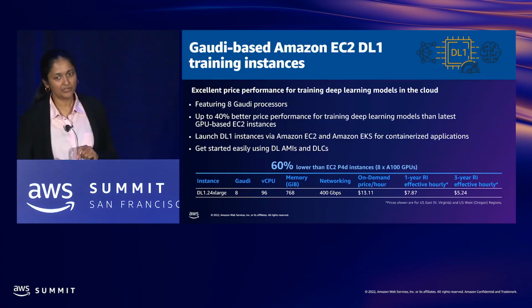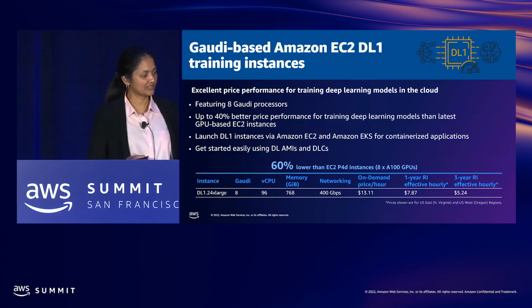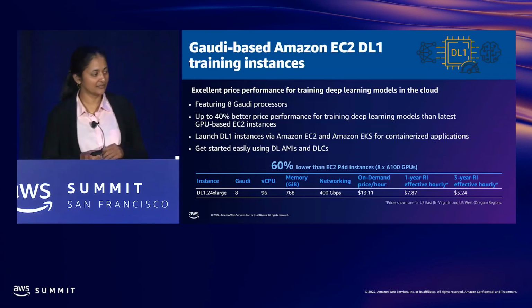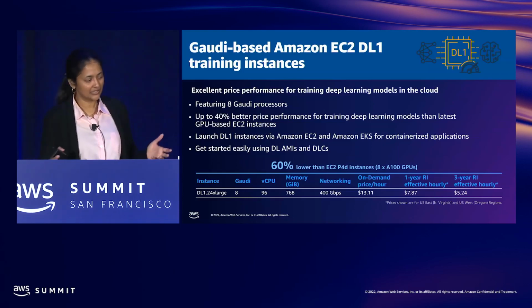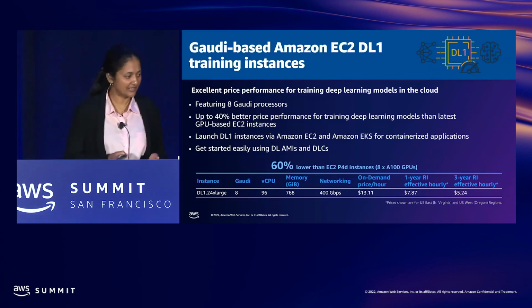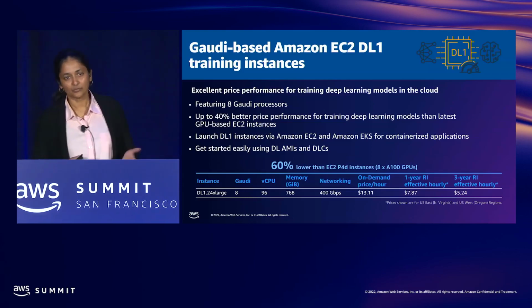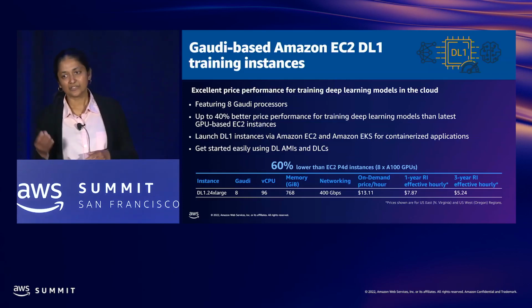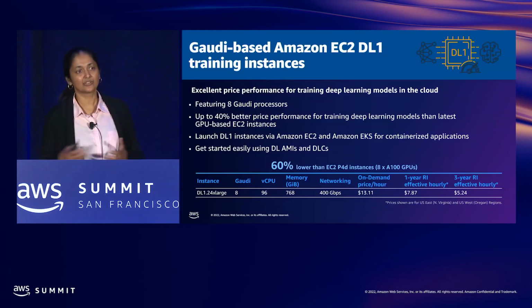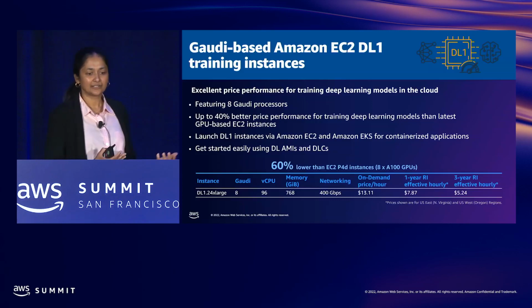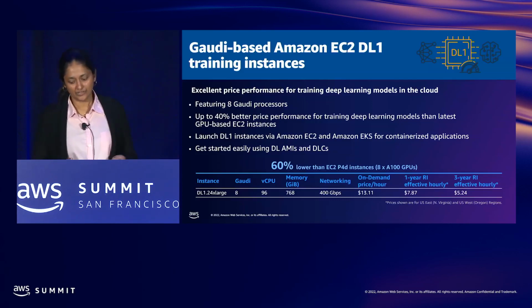It has 8 Gaudi processors, and you'll see the details on the bottom line about the various other components that are part of that DL1 instance. You can get started with just the vanilla EC2 instance. It's integrated with ECS and EKS for those who want to run containerized applications, and AWS Batch. We have deep learning AMIs and deep learning containers available. There are also base AMIs available on the marketplace. So there's a lot of material available, in the forms that users have consumed it in EC2, and it's very easy to get going with the Gaudi-based DL1 instances.